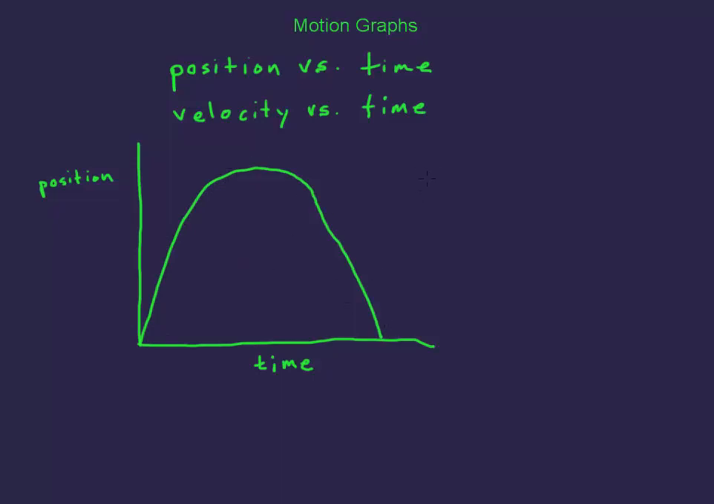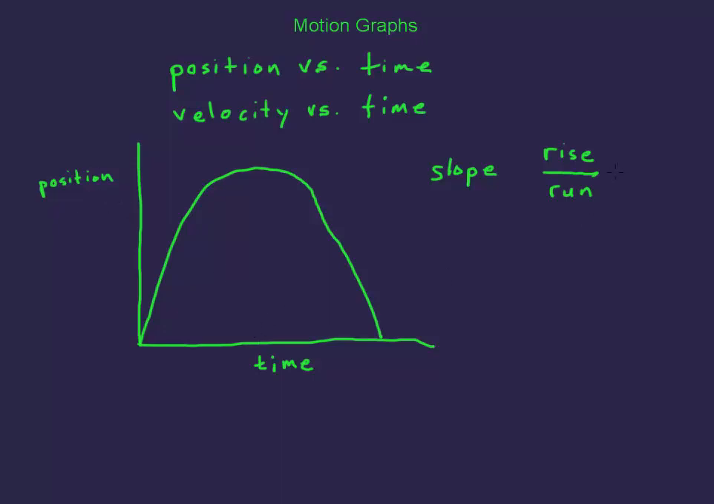Here's the key to understanding graphs: knowing what the slope means. So slope is, as you learned back in your math class, the rise over the run. It's the y changes over the x changes. In physics, this isn't just x's and y's. In this case, this is position and time.